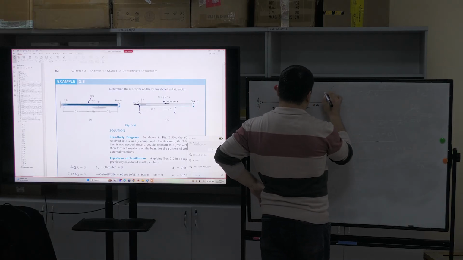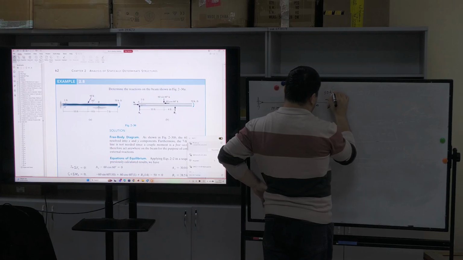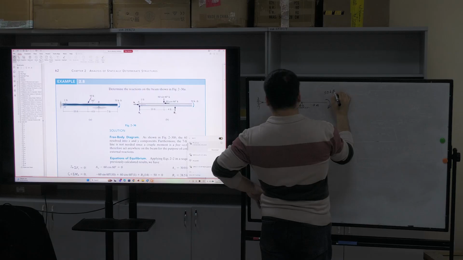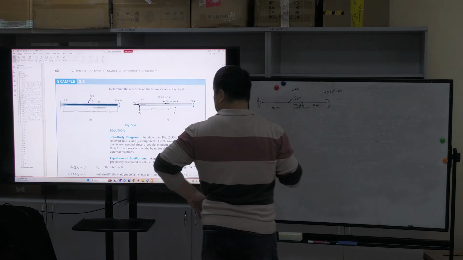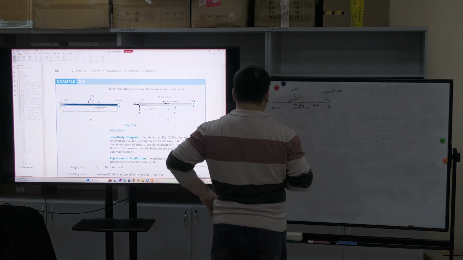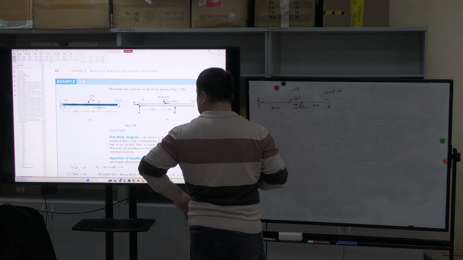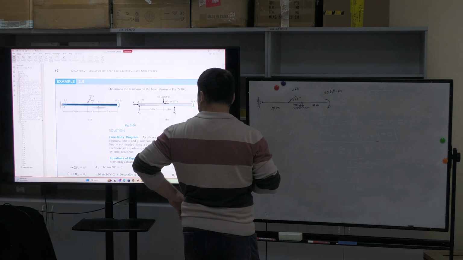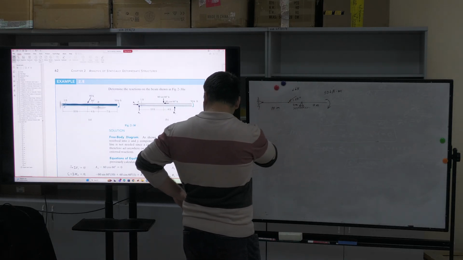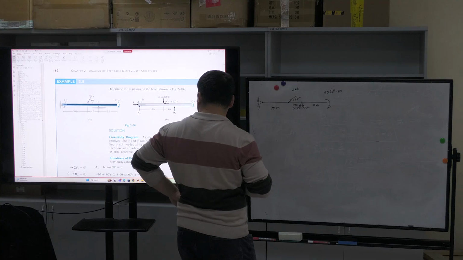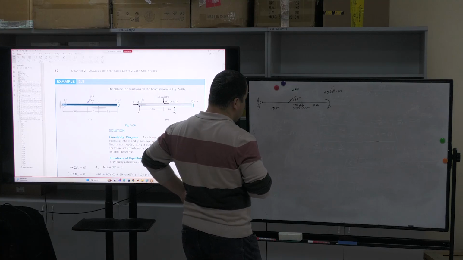Okay. Let me write 50. Oh, this is maybe kilonewton meter. Yes. This is a very high force maybe. This moment. Maybe this kind of problem is possible, or sometimes possible to solve. Okay. What we have to do, we have to identify the forces. Let's draw the free body diagram.